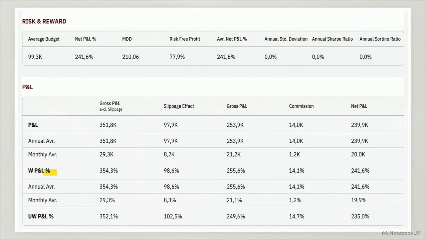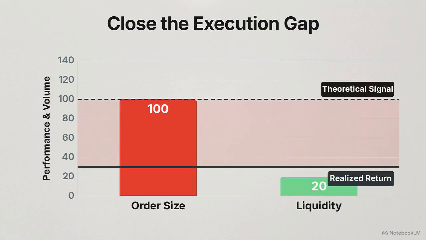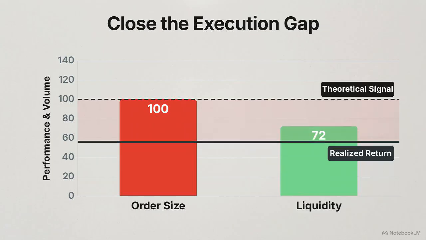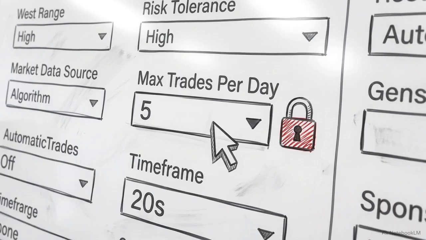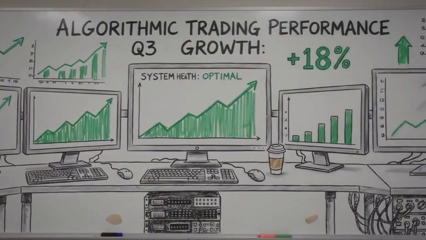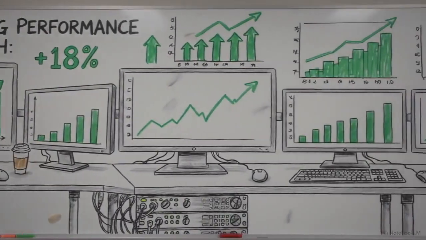This gives us a complete diagnostic matrix. If step 1, the theoretical signal, is negative, you must rewrite the core rule set. If the gap between the theoretical signal and realized return is too large in steps 2 and 3, you either need a more liquid symbol or a smaller order size. And if step 4's commissions are excessive, you must reduce trade frequency. Applying all of these strict corrections transforms a strategy from a system leaking capital into a stabilized net positive pipeline.